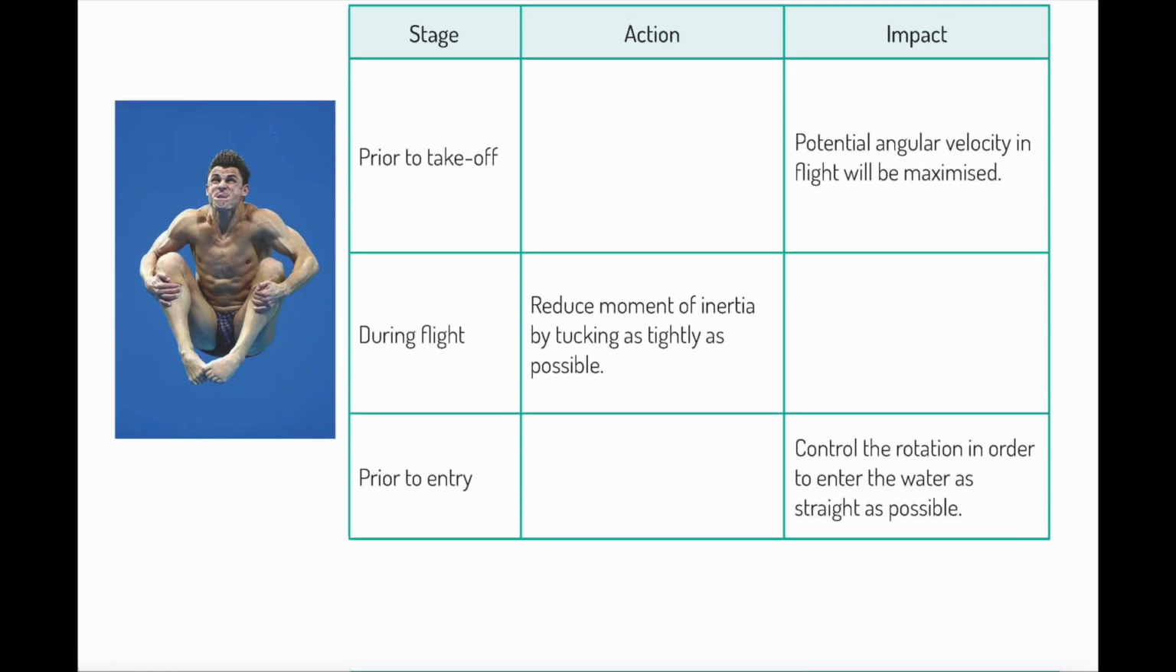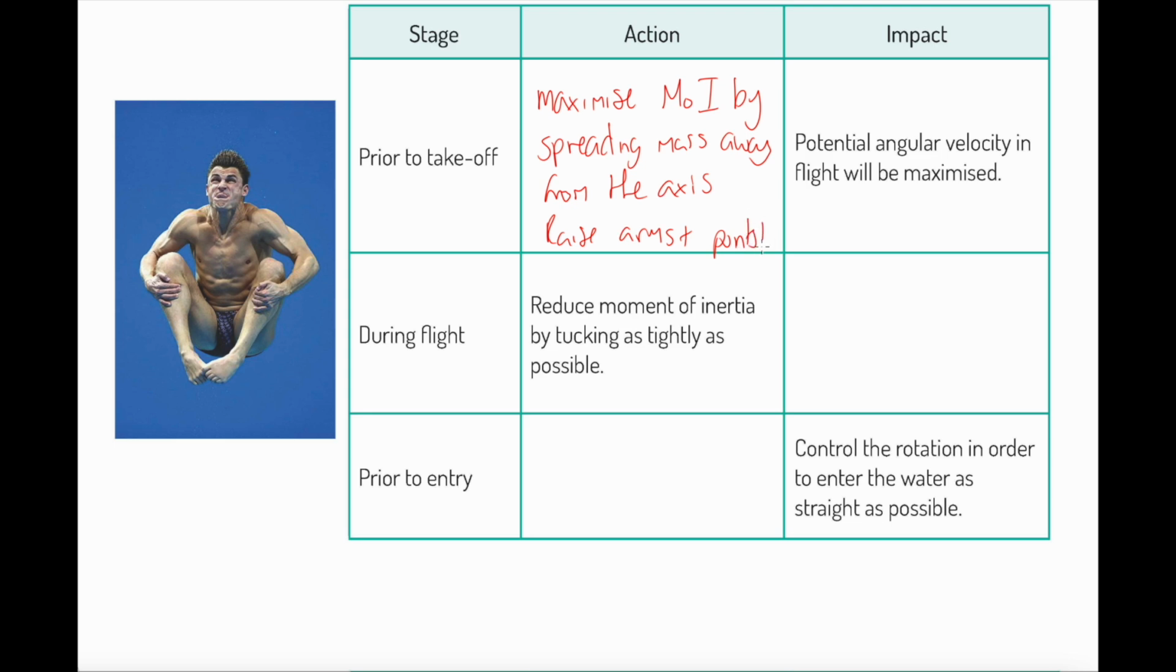What have we got here? We've got our high dive. We've got this tuck, exactly what I talked about. So what are they going to do prior to takeoff? They are going to maximize moment of inertia, exactly like we put in that answer. How are they going to do it? They're going to do it by spreading mass away, that's mass, not Mars, away from the axis. So at the takeoff, they don't tuck, do they? They spread the arms high. They're going to raise arms and point toes to get mass away from the axis. And what's the implication of that? Potential angular velocity in flight will be maximized.